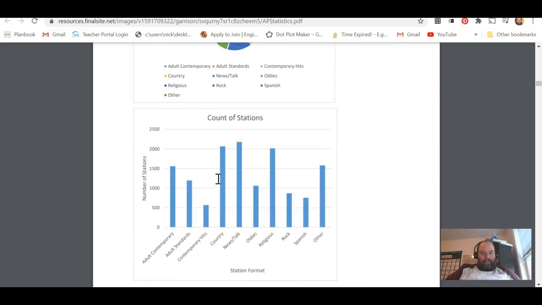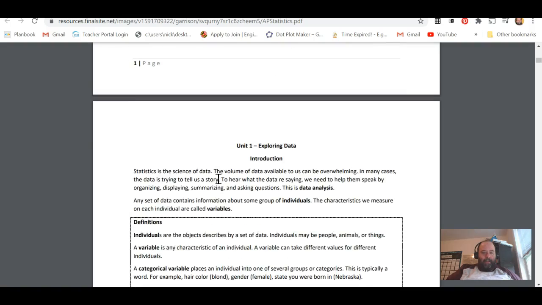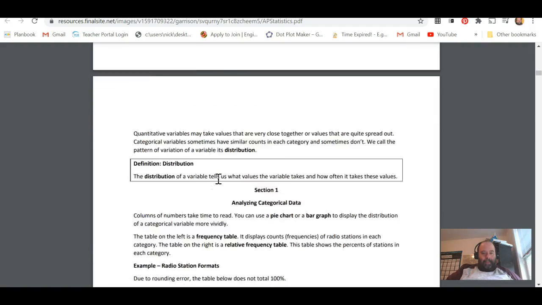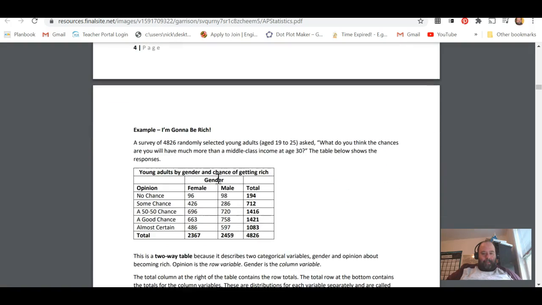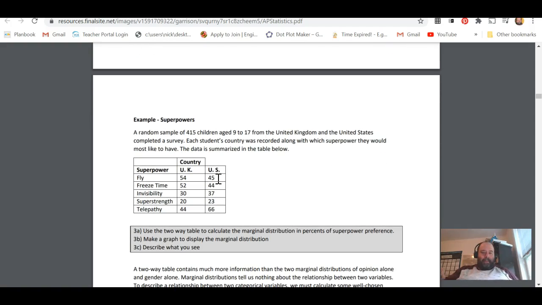I think I went too far, maybe. No, I think it's up by problem number 3. Nope, let's find it. Not that one. There it is. Okay, so this is the table that we're working with.